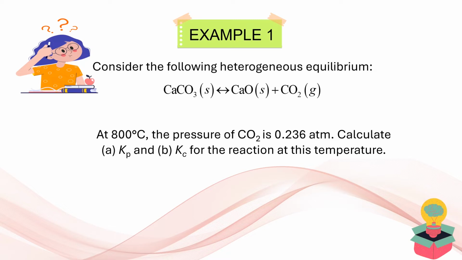Example 1. Consider the following heterogeneous equilibrium. Calcium carbonate in solid form decomposes to become calcium oxide and carbon dioxide in gas form. This equation is heterogeneous because calcium carbonate is a solid, calcium oxide is a solid, and carbon dioxide is a gas. At 800 Celsius, the pressure of carbon dioxide is 0.236 atmosphere. Calculate A, Kp, that means the equilibrium constant in terms of pressure, and B, Kc, the equilibrium constant in terms of concentration, for the reaction at this temperature.